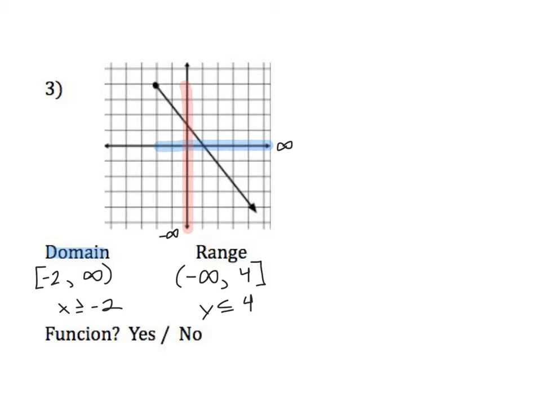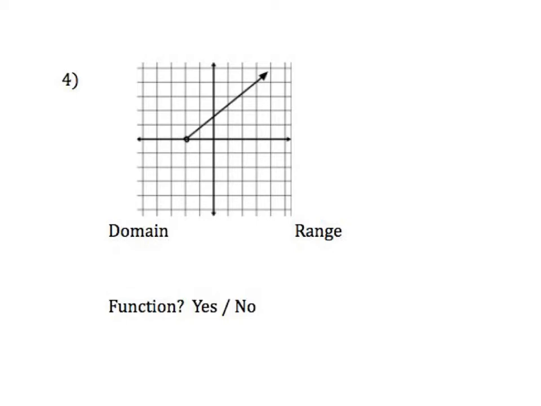Now, once again, my vertical line test, I run my vertical line across. It only crosses at one point, so this is a function. Okay, let's check out this next example.